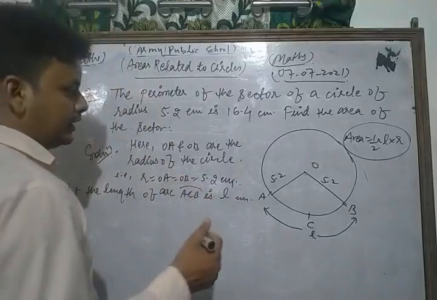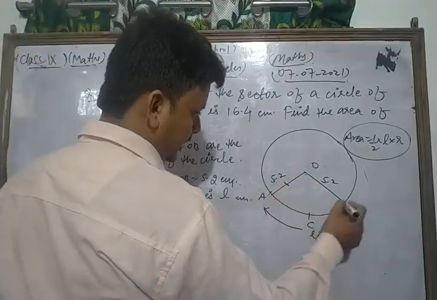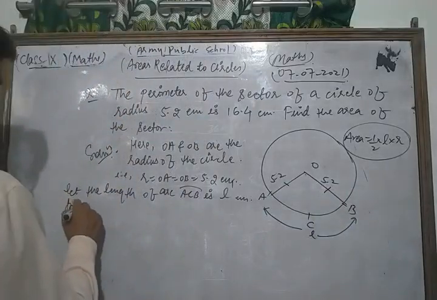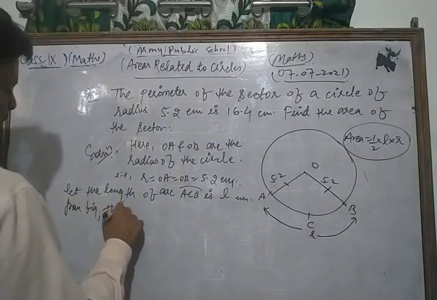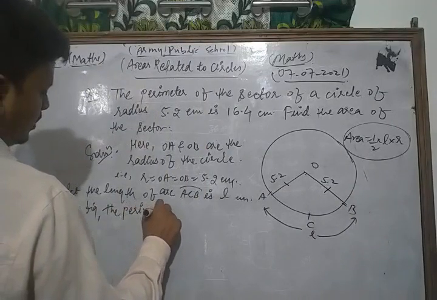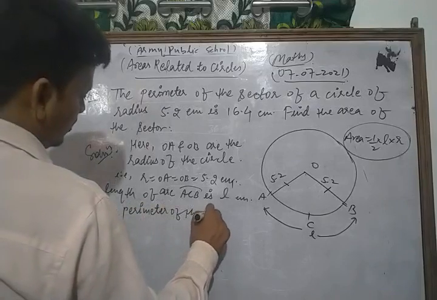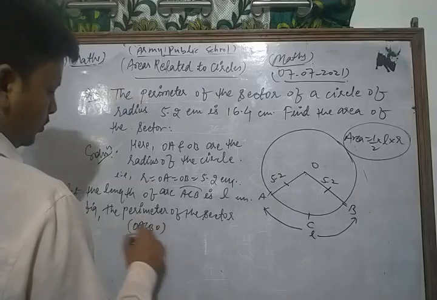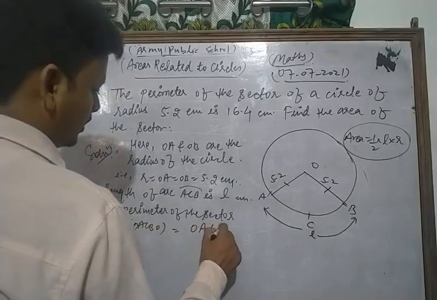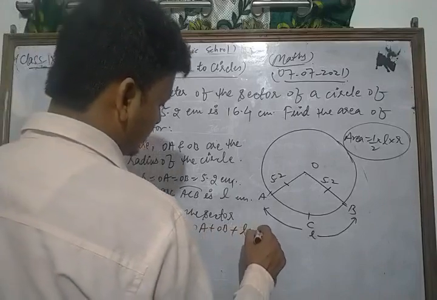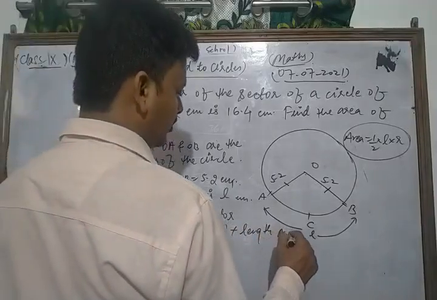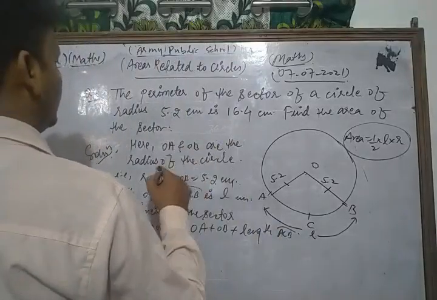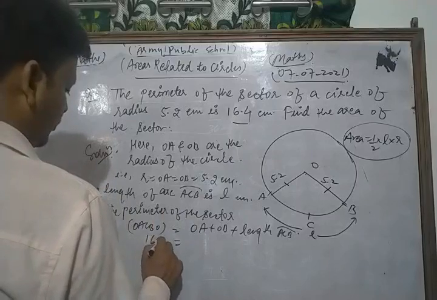So in that sector, OA plus length of arc ACB plus OB is the perimeter. So from the figure, the perimeter of the sector OACBO is OA plus OB plus the length of arc ACB. And we put the perimeter as given, 16.4. So here we put 16.4.